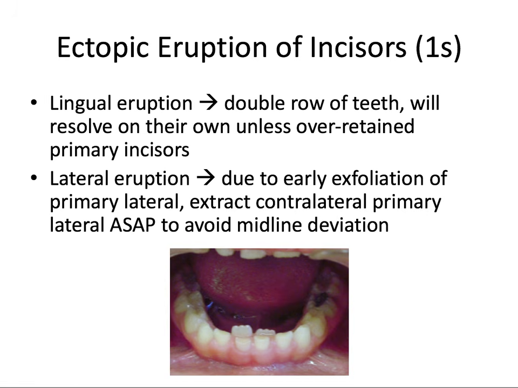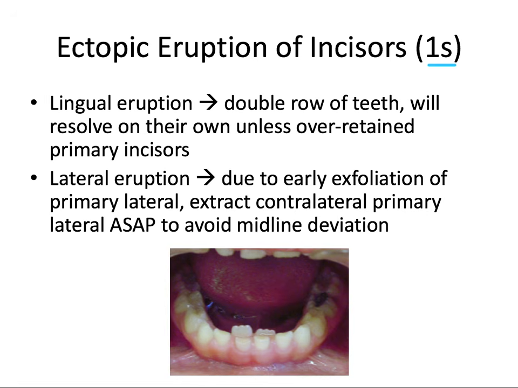Ectopic eruption of incisors, and I'm mostly talking about the permanent central incisors here. So we can have lingual eruption of those incisors, like we see here, and it causes this kind of double row of teeth. This will resolve on its own unless we over-retain the primary incisors, in which case we can just take those out and hope for some self-correction and drift of those incisors into that space.